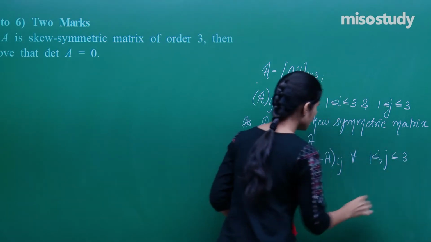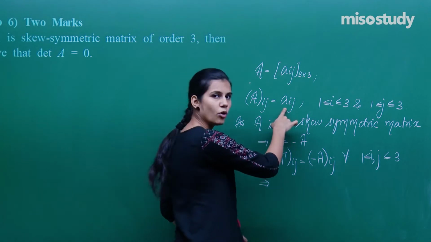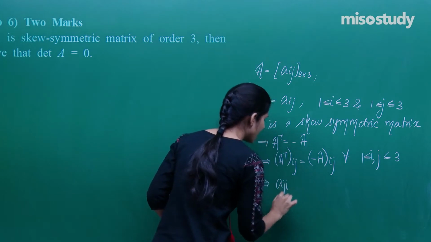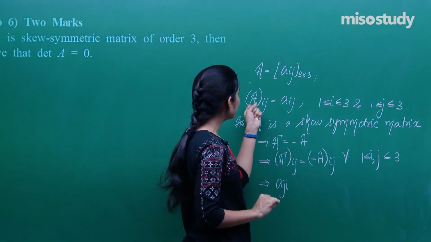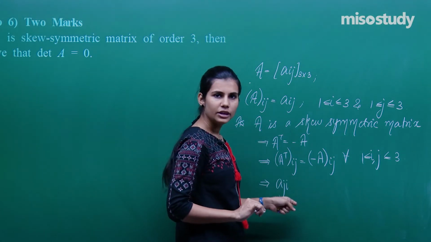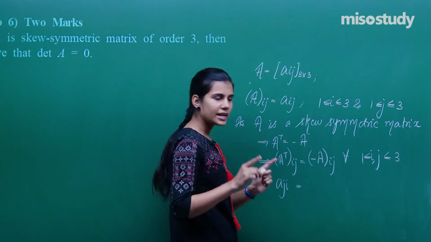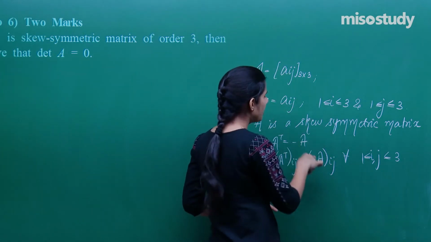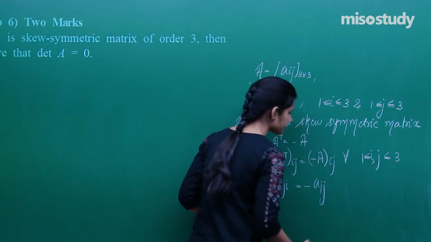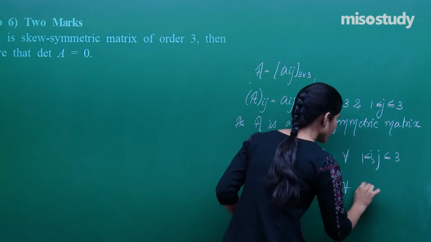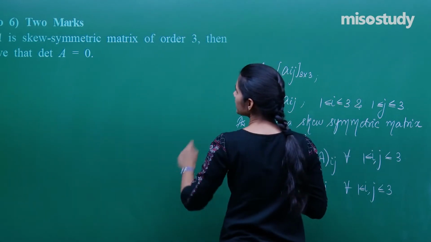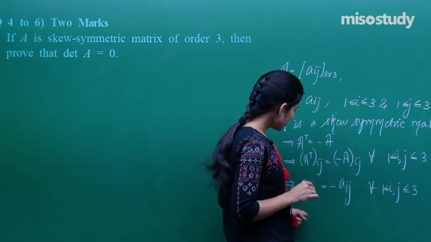Now, if capital A's ijth element is small a_ij, then A transpose's ijth element is capital A's jith element. We know that capital A's jith element is small a_ji, which is A transpose's ijth element, right? That is the relationship between A and A transpose, and this is minus A's ijth element, which is minus of a_ij. Fine. This is for all i, j varying from 1 to 3. We have to show that the determinant of A is 0. Now till here we have arrived.